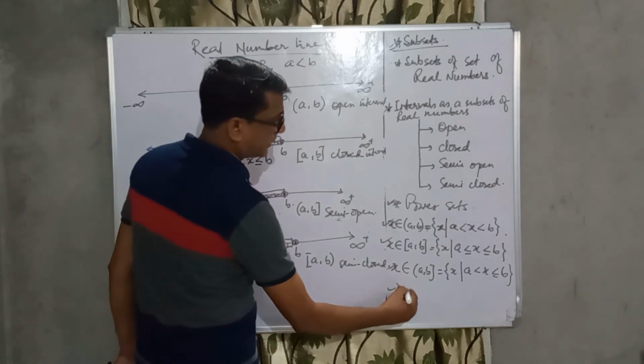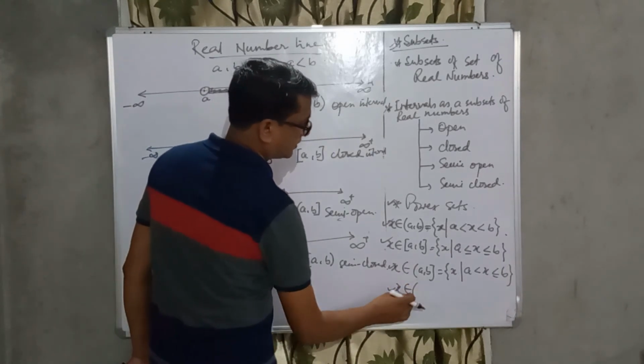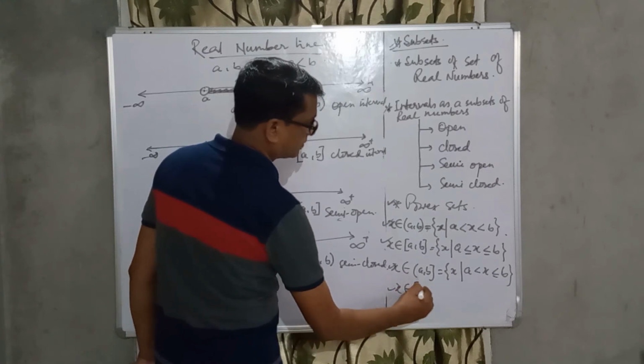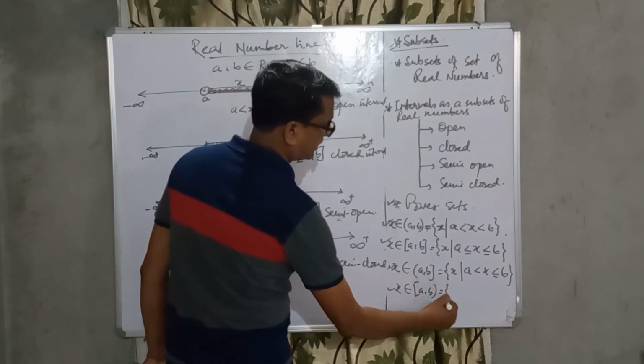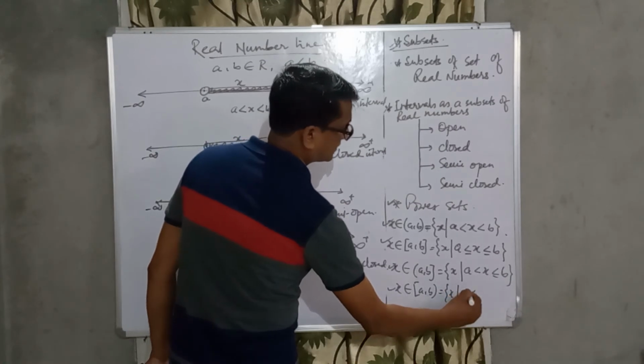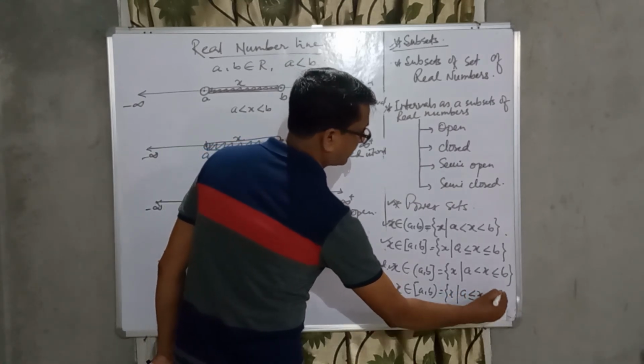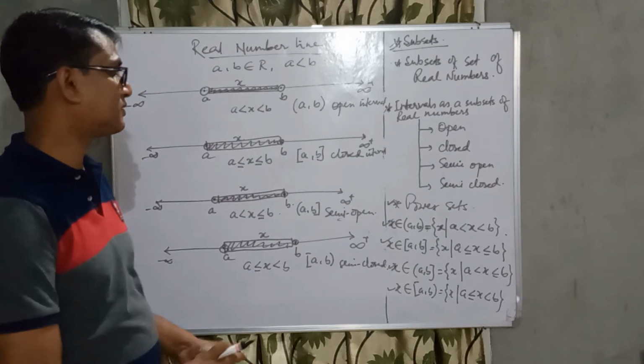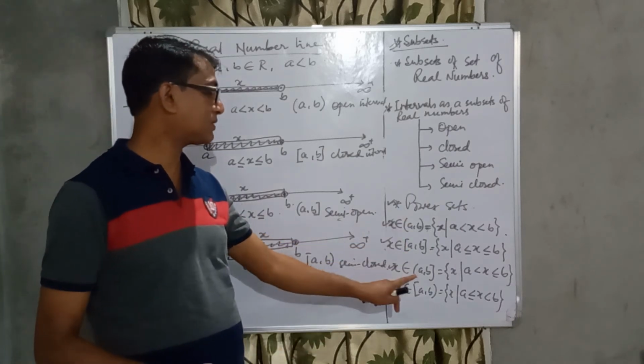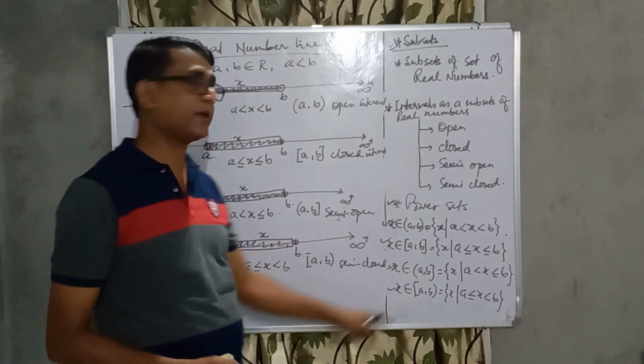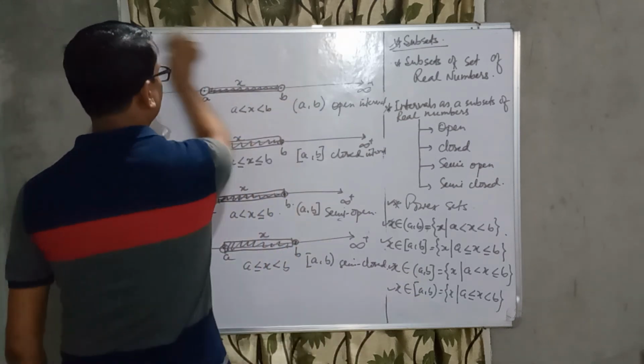And the fourth one is x belongs to the interval where the first end is closed and the second is open. So we can write x such that a ≤ x < b. These are the four types of intervals: the open interval, the closed interval, the semi-open interval, and the semi-closed interval. Now see one example.